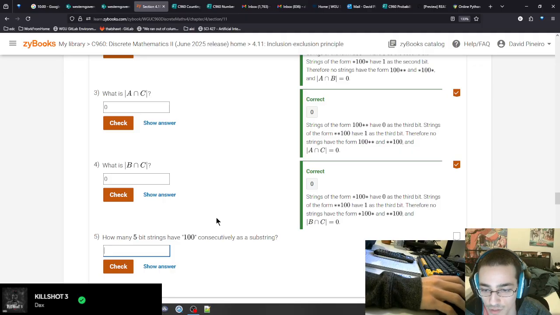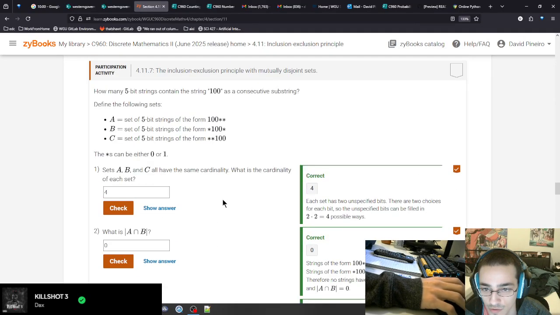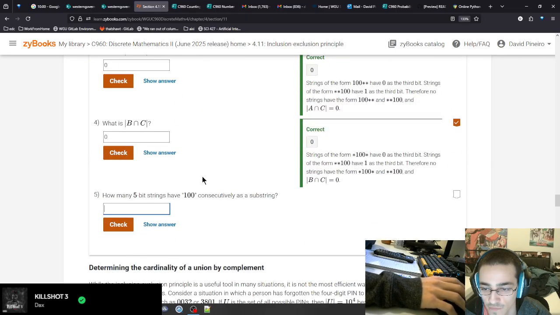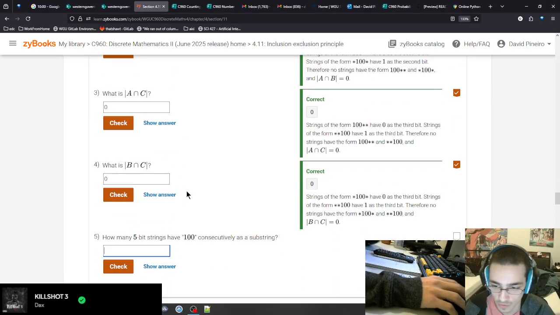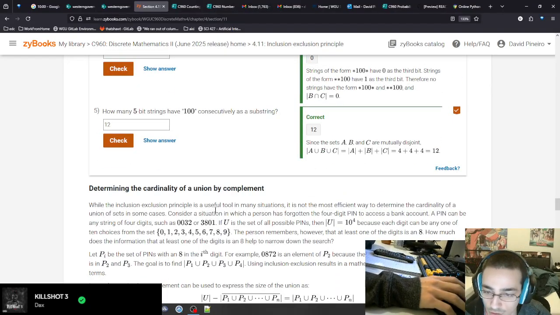How many 5-bit strings have 100? It's probably 4, right? 4 times 3, because there's 4 in each of them, and none of them intersect, so you just add all of them, and there's 3 of them, and they're all 4, right?